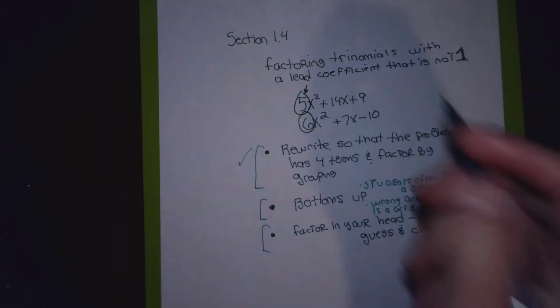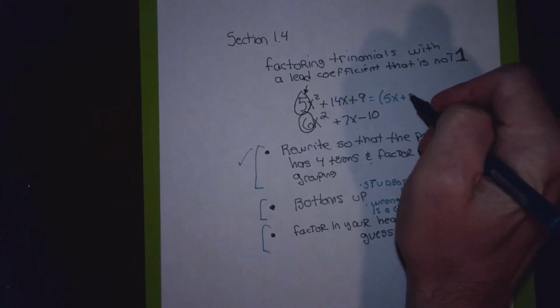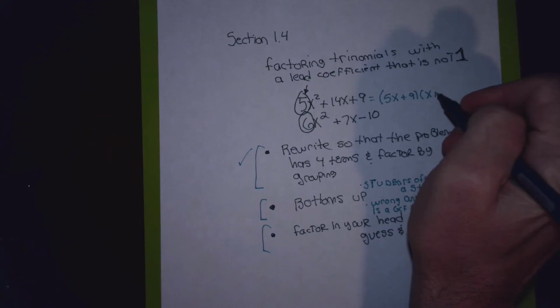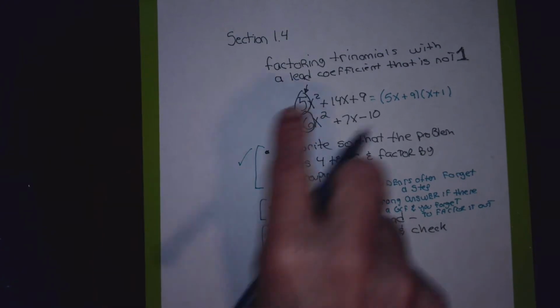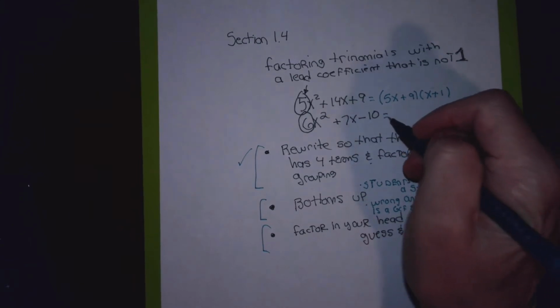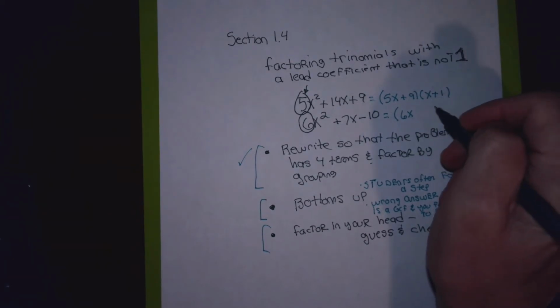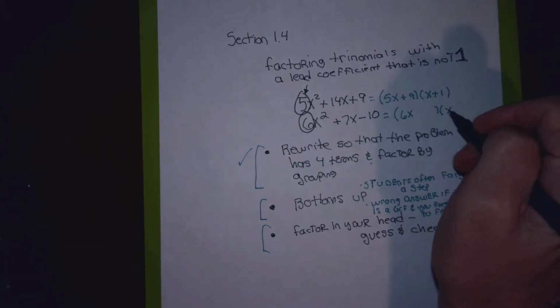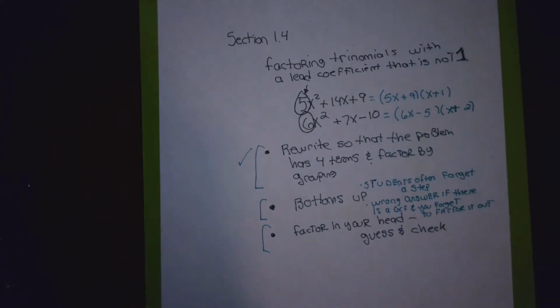So if you looked at this and said, well, I know that this factors into 5x plus 9 times x plus 1, because I factor in my head, or you could use bottoms up or some other method, if you're able to factor that without the video, then don't watch the video. Similarly, if you knew that the second one I wrote down factored into 6x, let me do some factoring in my head, x plus 2 times 3x minus 5, if you knew that, then you don't need to learn a new strategy.